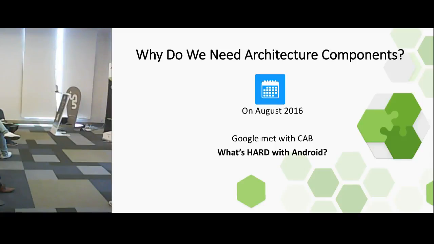Okay, we said we have Android architecture components, but why do we need them? Why did we wait so long for them? The answer lies with Google. They say that in August 2016 they had a meeting with CAB. CAB stands for Customer Advisory Board, and they asked the magic question: what is hard with Android development? What is hard? And I think the answer is quite familiar to all of us, since we are all developers. You don't have to be a genius to make a guess what's hard with Android.